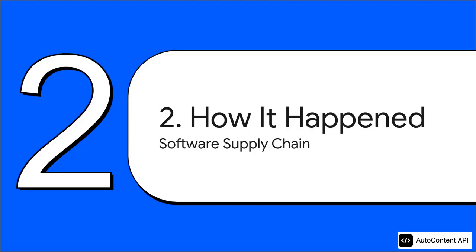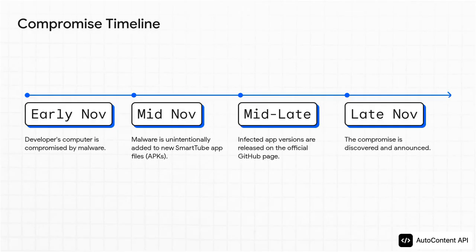So how on earth does something like this even happen? Well, it's a textbook and, frankly, a pretty worrying example of something called a software supply chain attack. Basically, that's when the process of creating the software itself gets compromised, infecting the final product before you ever even download it. This timeline really shows you just how quickly things can go bad. It all started in early November when the developer's computer got hit. By the middle of the month, that malware was being automatically injected into the new app files. And then, those infected versions were released on the official GitHub page. The problem wasn't even caught until late November, which left a pretty big window of exposure for anyone who updated their app.